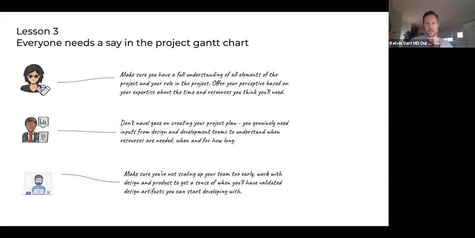And then for developers, make sure that you're not scaling up too early. We've really suffered in the past from projects that are suffering from technical debt, literally because people are just scratching their bums and waiting for things. So making sure that you're working with designers and product people to make sure you're scaling up at the right time.